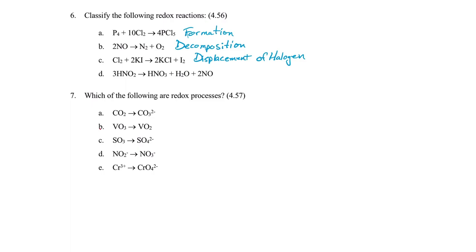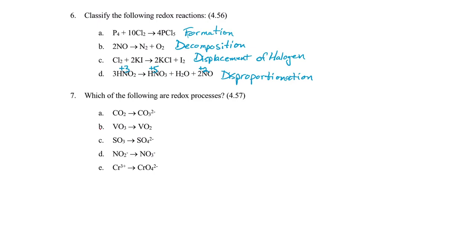All right, and letter D is a disproportionation reaction. If you look at the oxidation numbers of hydrogen and oxygen, they do not change in this reaction, but nitrogen changes from a +3 to a +5 in the first compound, which is nitric acid, and a +2 in the second compound, which is nitrogen monoxide.